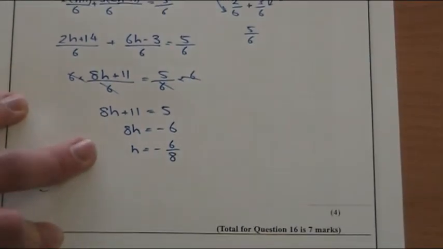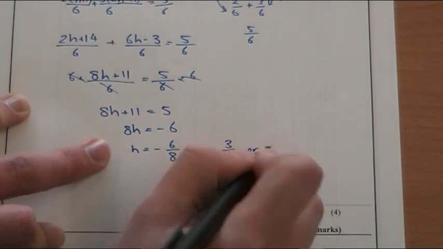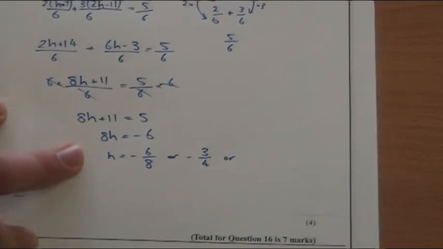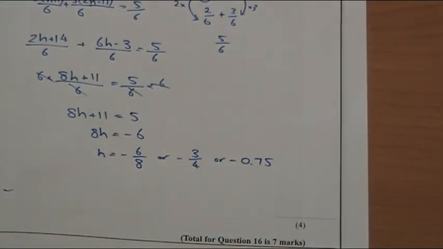So that could be your answer, or you could simplify it to minus 3/4, or for some reason people like decimals when fractions are far easier, but that's minus 0.75 if you are dependent on using your calculator.